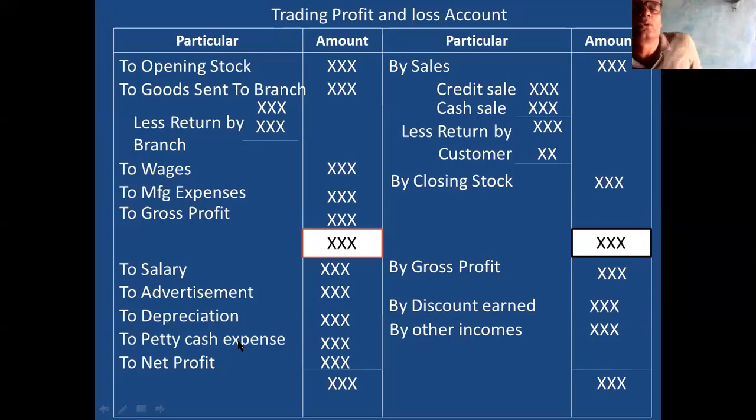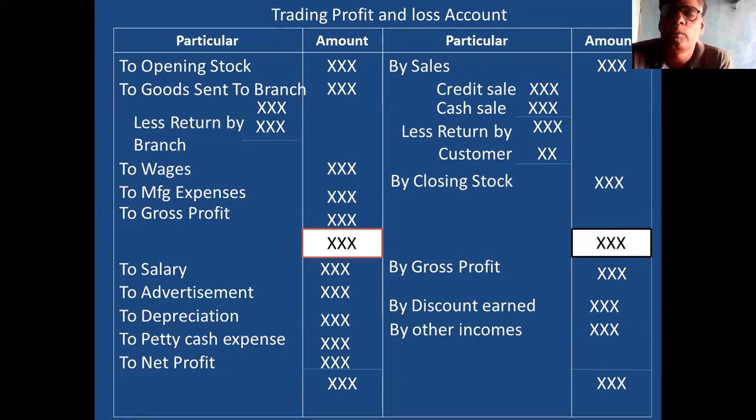Remember this point. Petty cash expense you have to calculate. Or if the petty cash expense is given in the problem, don't worry, you take petty cash expense. Otherwise, you have to calculate the petty cash expense by opening the petty cash account.